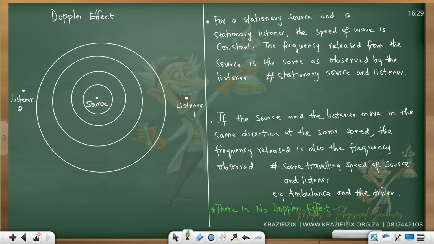As long as the source and the listener have the same speed, there is no Doppler. Okay.